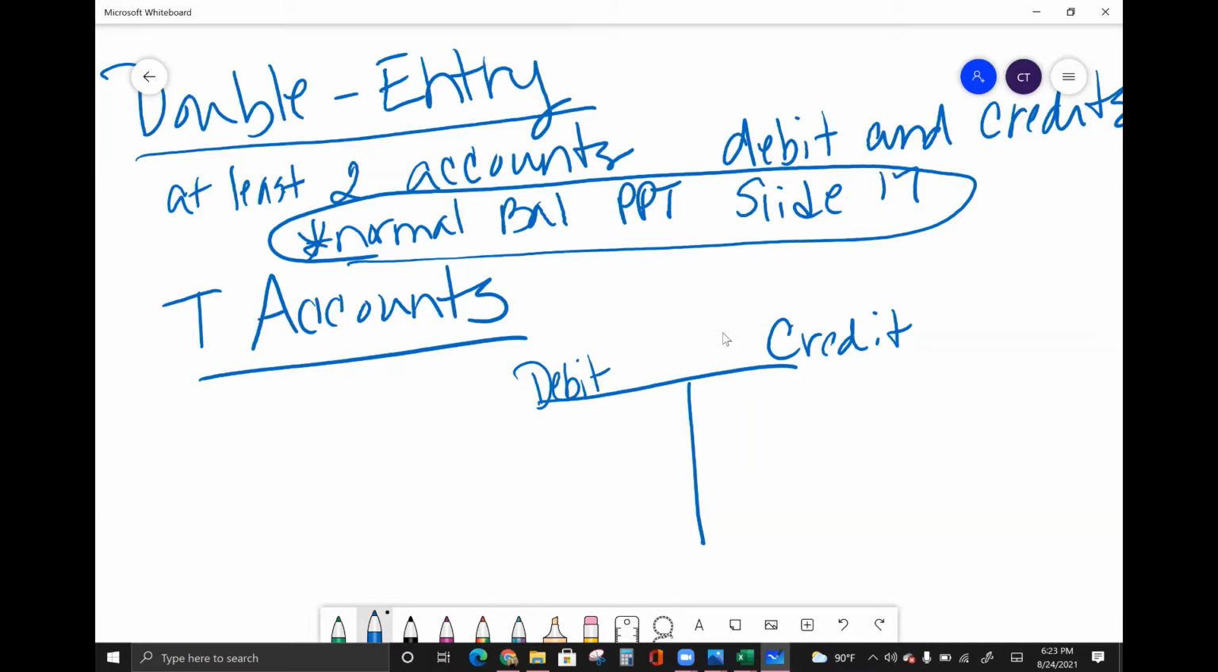So I have 2 accounts that I need to do a journal entry in. I have to obviously decrease my cash. So if an asset has a normal, what balance, debit or credit? Do you remember from last week?